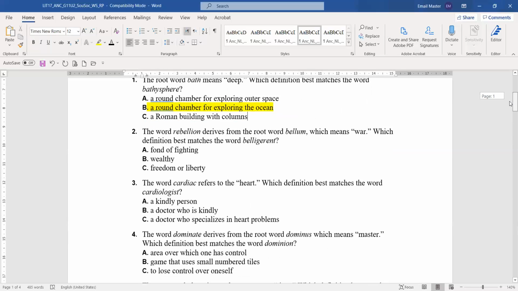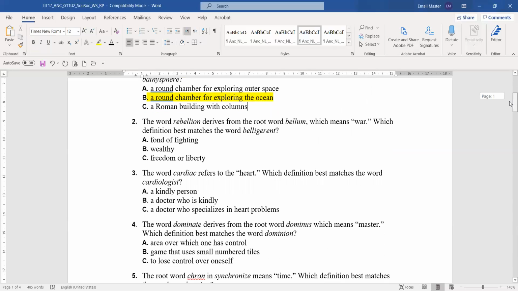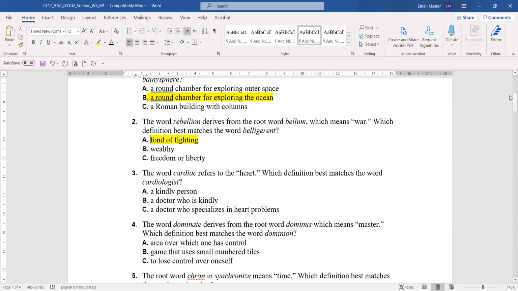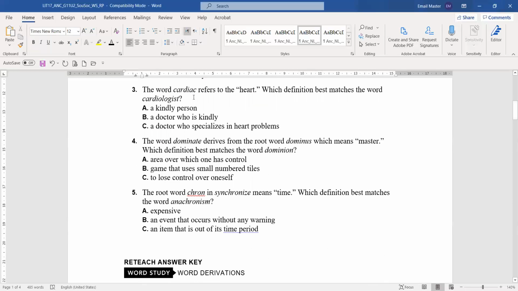Number two, the word rebellion derives from the root word bellum, which means war. Which definition best matches the word belligerent? So we say someone who is fond of fighting. The word cardiac refers to the heart. Which definition matches the word cardiologist? So obviously when we put IST at the end, we know that it's the person who is doing that job. So a doctor who specializes in heart problems.